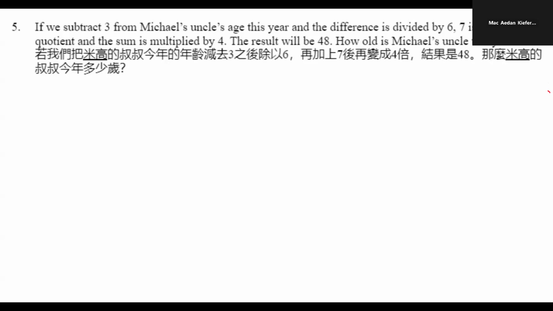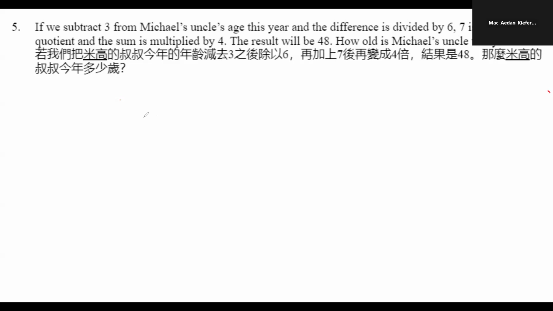Okay, go ahead. So it states that if we subtract 3 from Michael's uncle's age this year and the difference is divided by 6, then 7 is added to the quotient, then multiplied by 4, it equals 48. So what I did is working backwards.